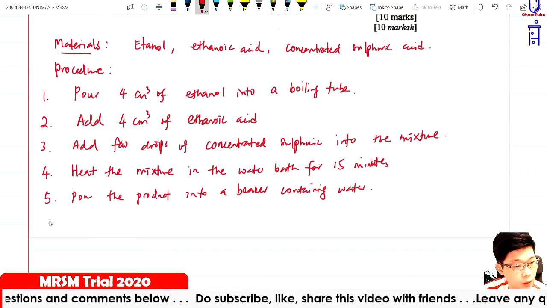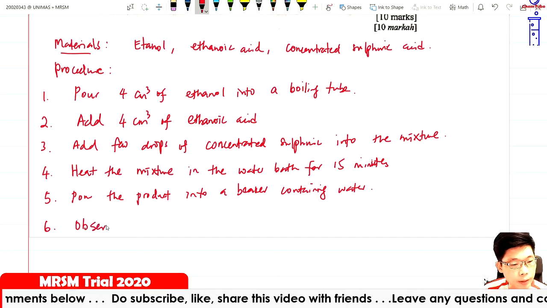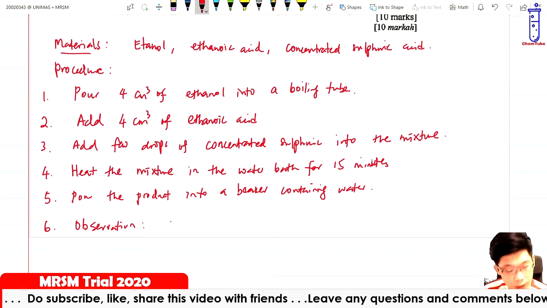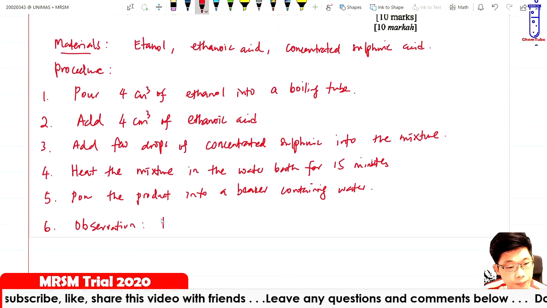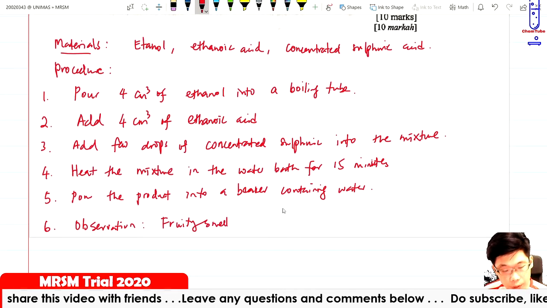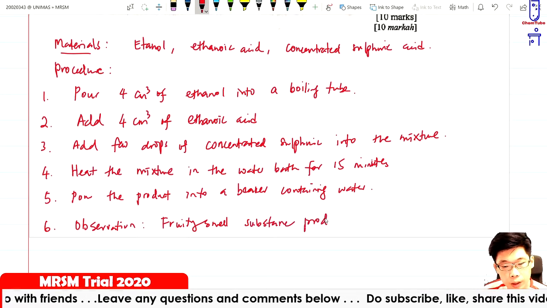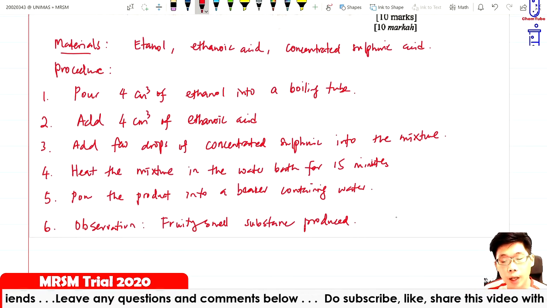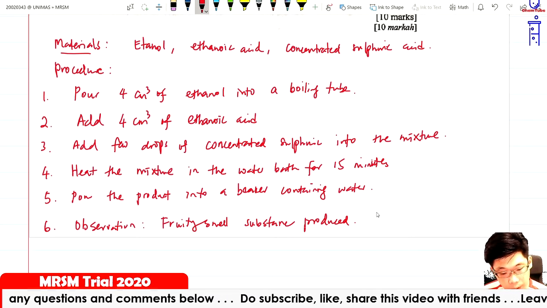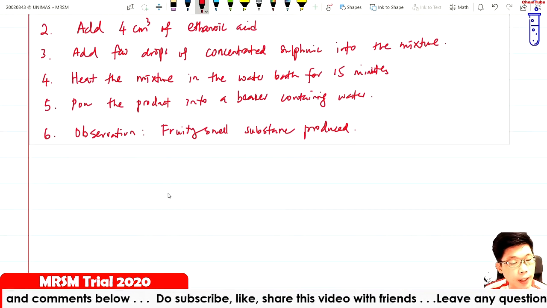Okay, so observation, number 6. Actually we can write in the observation. A fruity smell substance is produced. And then it will form at the top layer of the water because it is insoluble in water. Then after that, we have to write in the equation.